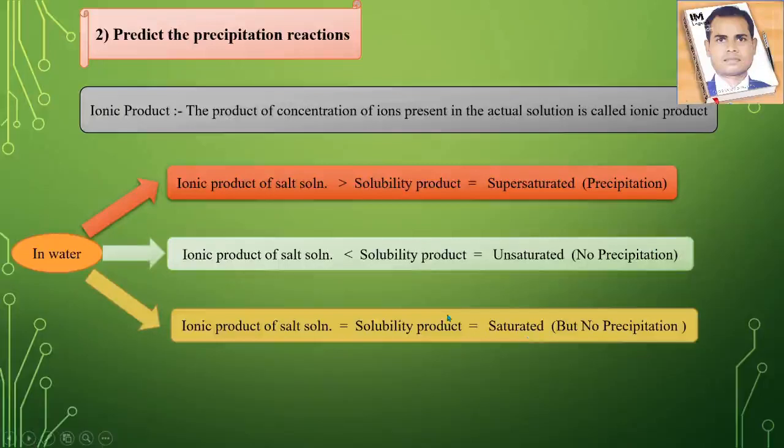So in this way you will determine the precipitation of this solution. We just have to compare the ionic product of the salt with the solubility product. So you will get a supersaturated, unsaturated or saturated solution, which means you will automatically get the solution with or without precipitation.